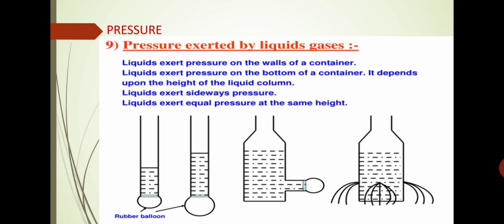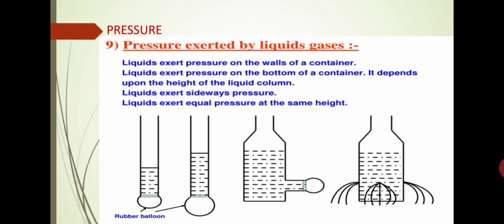We take a glass tube, open at one end. Tie a rubber balloon to its lower end. Pour some water into the tube. We will notice that the balloon bulges downwards. This shows that liquids exert pressure on the base of the container in which they are kept.